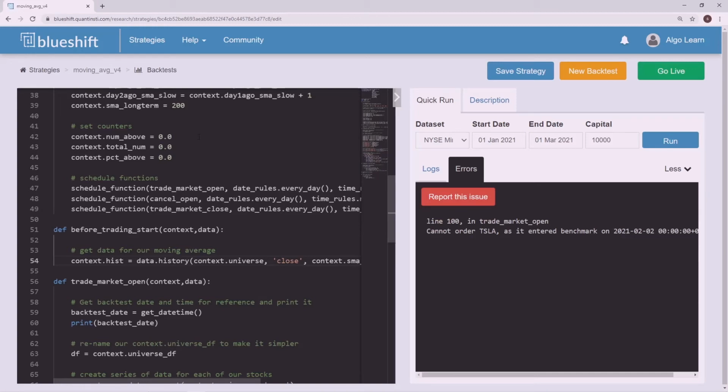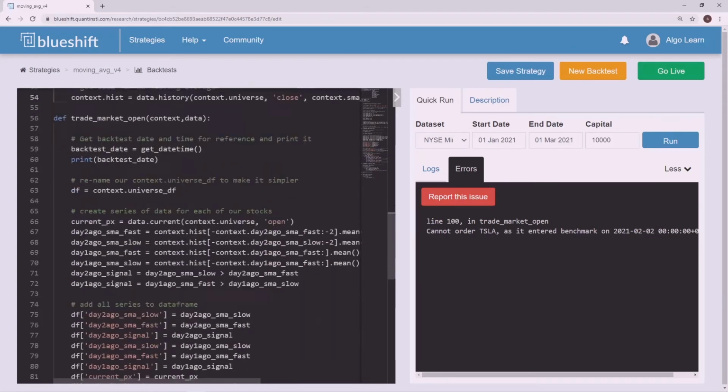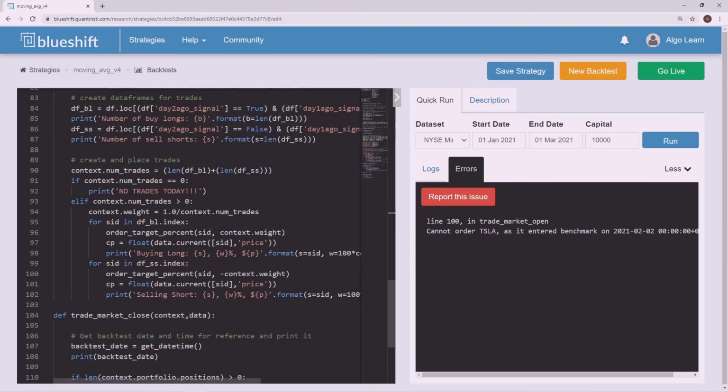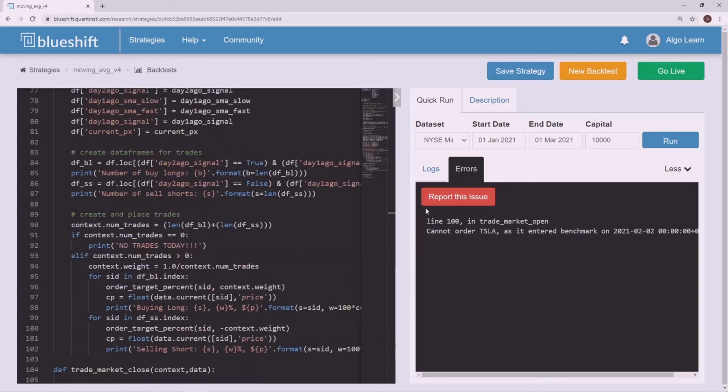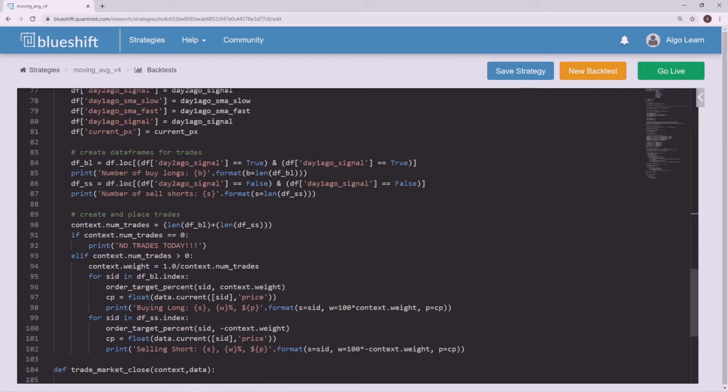Okay, I kind of expected this one. Cannot order Tesla. All right, so let's take a look at this and see what the fix is for this. So we go to line 100. Okay, line 100. This is in our sell strategy. So that's interesting. We know the criteria to get into the sell strategy was a false, right? So we come up here, and the criteria to be part of the data frame, to join the party, to be sold short, you had to have a false and a false. But that's interesting because what are they telling us here?